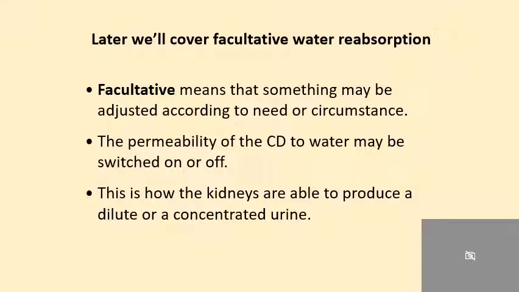Later on, we'll cover facultative water reabsorption. And maybe you know that word because you've taken microbiology and you've heard about facultative anaerobes. So in biology, we use the term facultative when something can be adjusted according to need or circumstance. A facultative anaerobe is a type of microbe that can adjust its metabolism to a particular environmental circumstance. Is oxygen present or not? And so later we'll cover facultative water reabsorption. It's a different mechanism of water reabsorption that we can turn on or off depending on how dehydrated the body is.